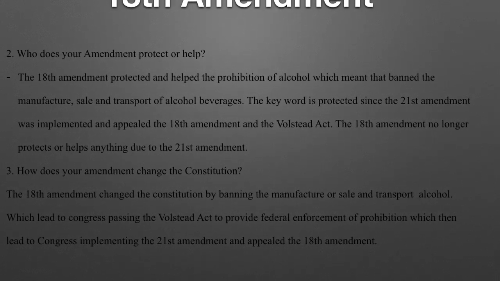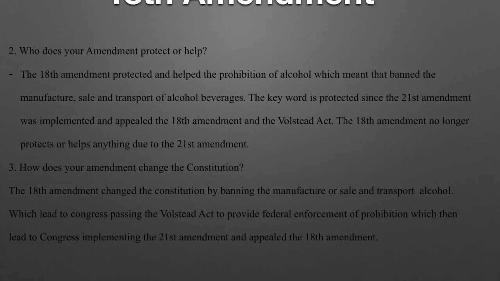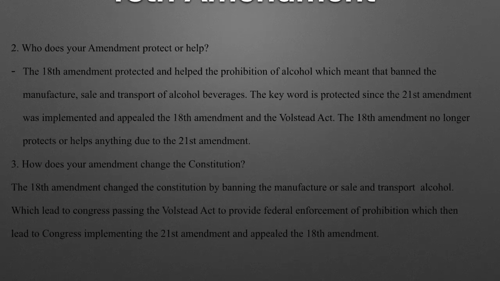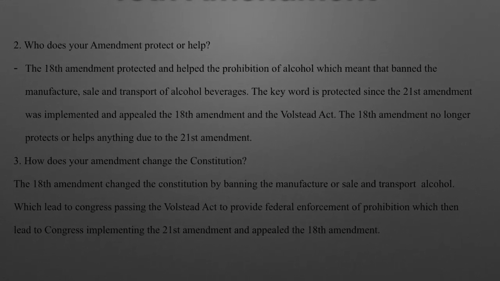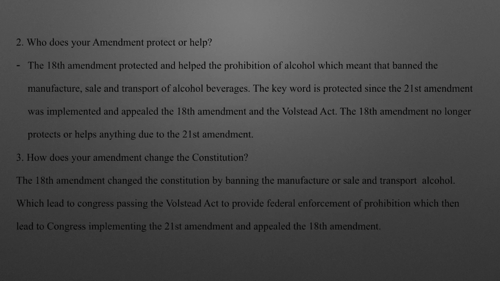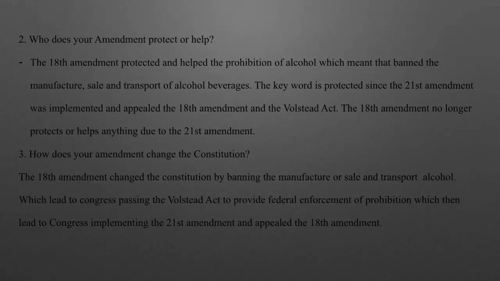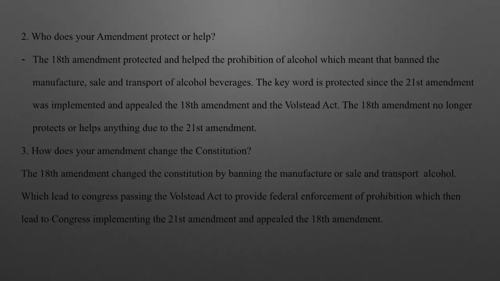3. How did the amendment change the Constitution? The 18th Amendment changed the Constitution by banning the manufacture, sale, and transport of alcohol, which led to Congress passing the Volstead Act to provide federal enforcement of prohibition, which led to Congress implementing the 21st Amendment and repealing the 18th Amendment.